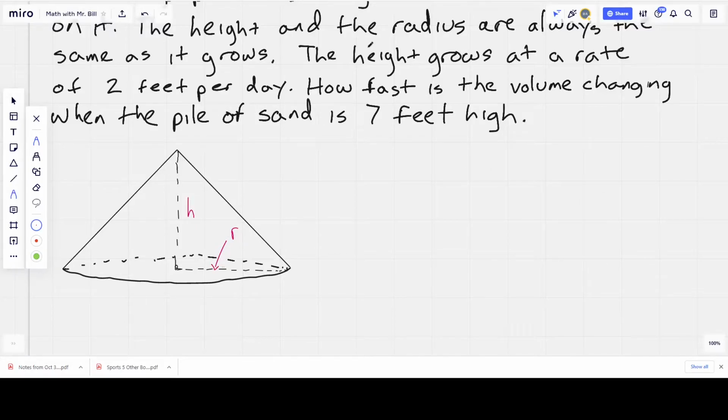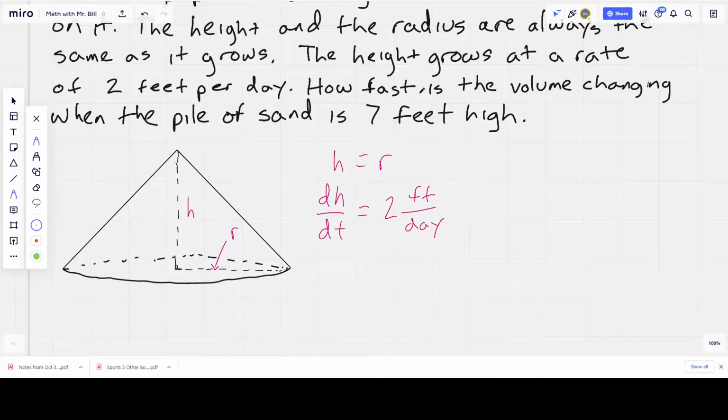Okay, and what does it tell us? It tells us that the height and the radius are always the same. So that means that H is equal to R. It also says that the height grows at a rate of 2 feet per day. And since we're talking about a rate, we can turn that into a derivative. So we can say that the derivative of H with respect to time is equal to 2 feet per day.